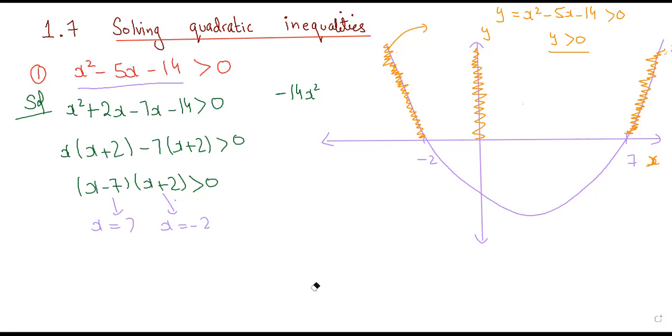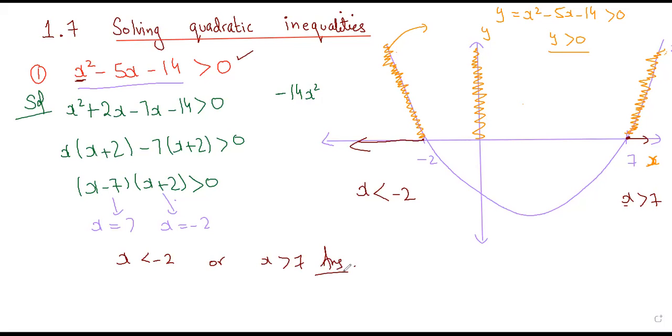So again, the question was about solving this quadratic inequality. I am interested in the x values. So it means that from here to here, all the x values would give me the correct answer. So x would be less than minus 2. And if I talk about this part of the graph, x would be greater than 7. So the answer would be x is less than minus 2 or x is greater than 7. This is going to be the answer.